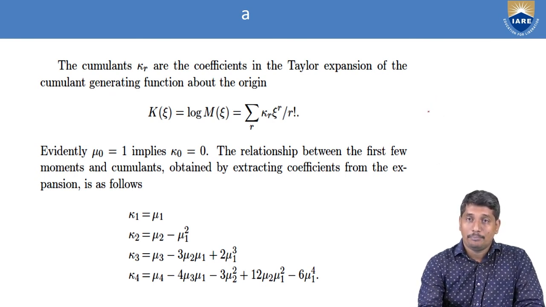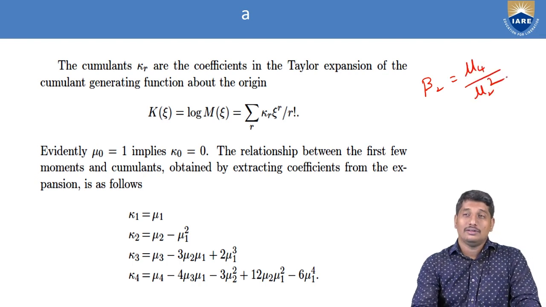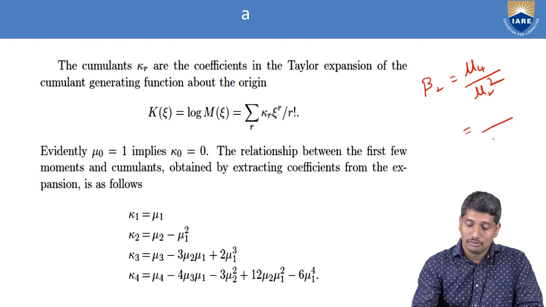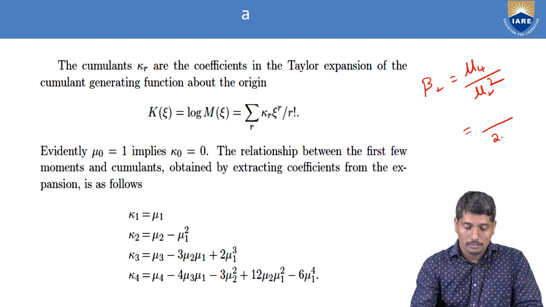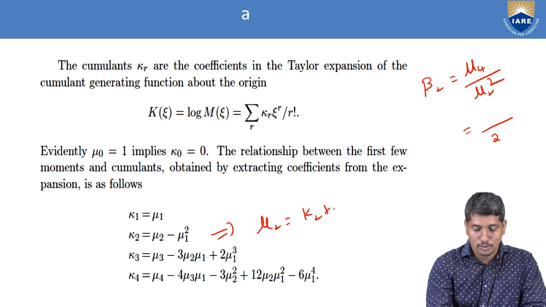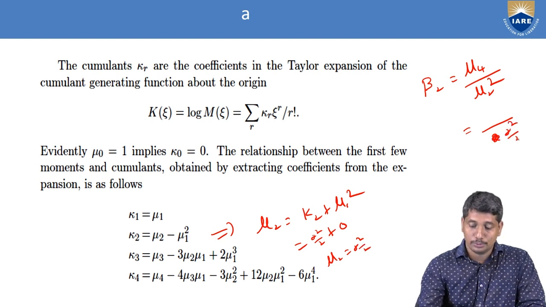And after this, we try to calculate the kurtosis of the normal distribution, which is given by the formula beta2 is equal to mu4 by mu2 square. Now, we are having mu2, as we have K2, which is sigma square by 2. We can write mu2 is equal to K2 plus mu1 square, where K2 is sigma square by 2 plus mu1 is 0, so mu2 is equal to sigma square by 2.